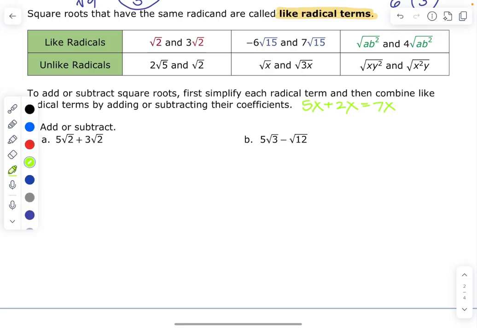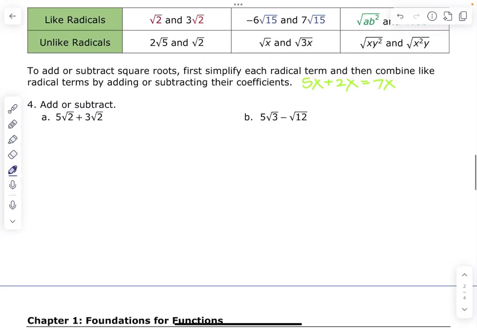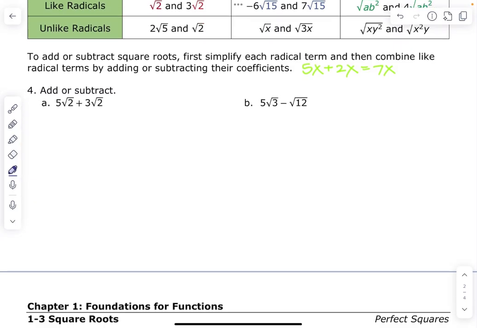Let's take a look at part A, and that'll make a little bit more sense. We have 5 square root of 2 plus 3 square root of 2. I'm going to add my 5 and my 3. I'm going to add my coefficients to get 8. And I'm going to plop that square root of 2 right on the end.